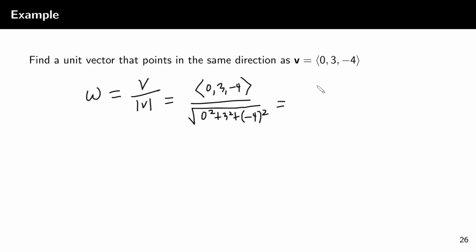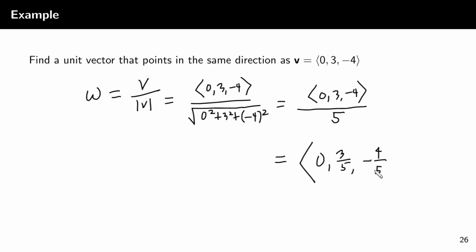So what do we get? We have 0, 3, negative 4, and yung magnitude is equal to, we have 0 plus 9 plus 16, so 25, and square root of 25 is 5. Ayan. So ipapasok lang natin itong 5 dun sa loob as a denominator of the components. So meron tayong 0 divided by 5, which is 0, and then 3 over 5, and negative 4 over 5. So this is now a unit vector with the same direction as v.